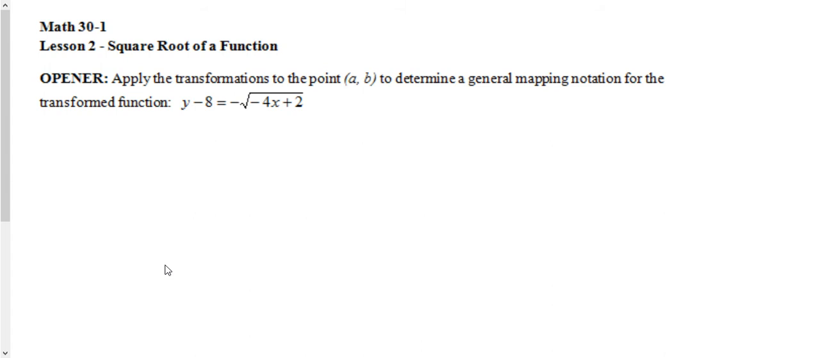Today's lesson is all about the square root of a function. But before we start there, we're going to start with our opening question here. Just as a quick refresher, we're going to talk about mapping.